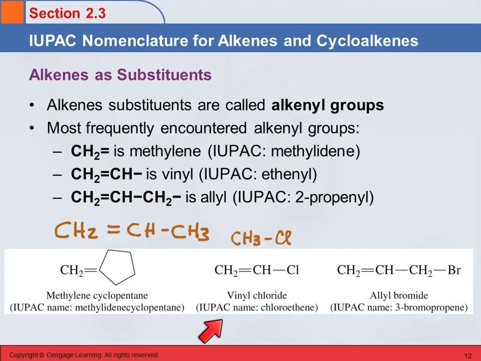So the IUPAC name for this guy is, we think of the carbons as the parent. So that's ethene, and it's got a chlorine on it. So chloroethene. The vinyl is the common name, and so then we have to use that with the common way of naming these halides. And here we're focusing on the chlorine as the parent, and this as being attached to the chlorine. So this is a vinyl group, so it's vinyl chloride.